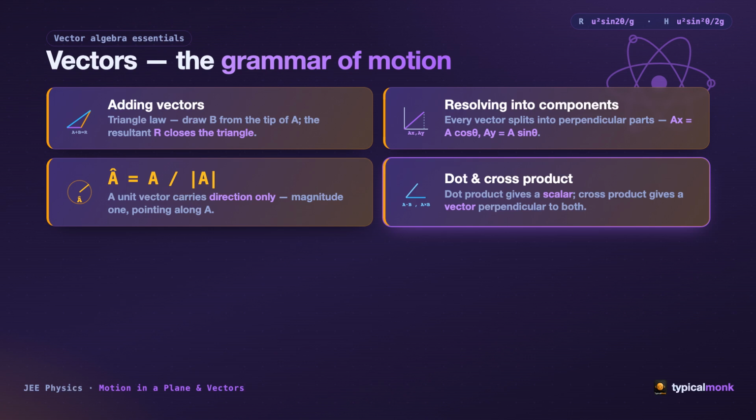And 2 ways to multiply vectors. The dot product gives back a plain number, largest when the vectors point the same way, and the cross product gives back another vector, largest when the vectors are perpendicular.